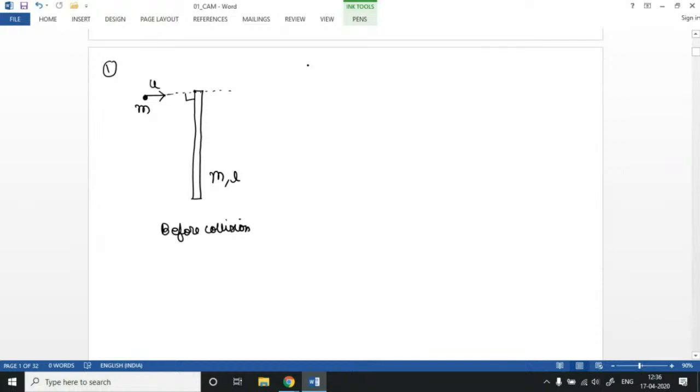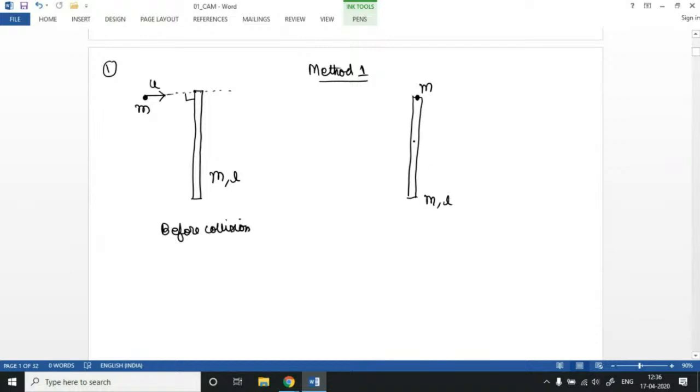In method 1, I will be doing this problem in the ground frame. So the condition after collision will look something like this. This is the rod, the particle m will get stuck here, and this rod is of mass m and length l.